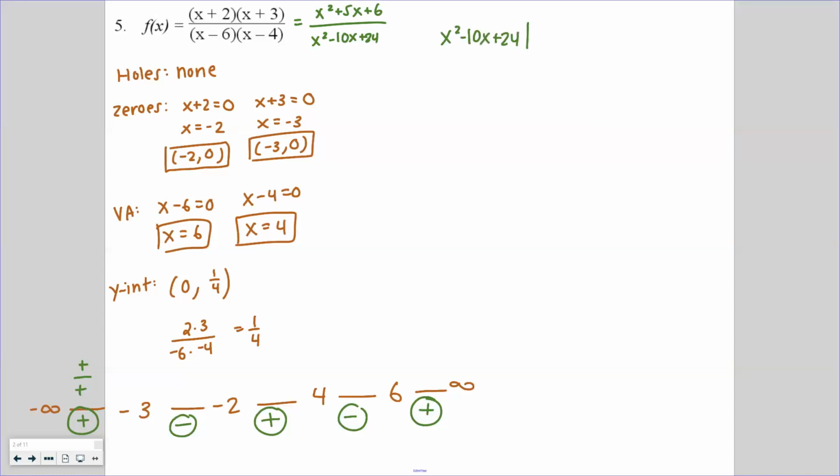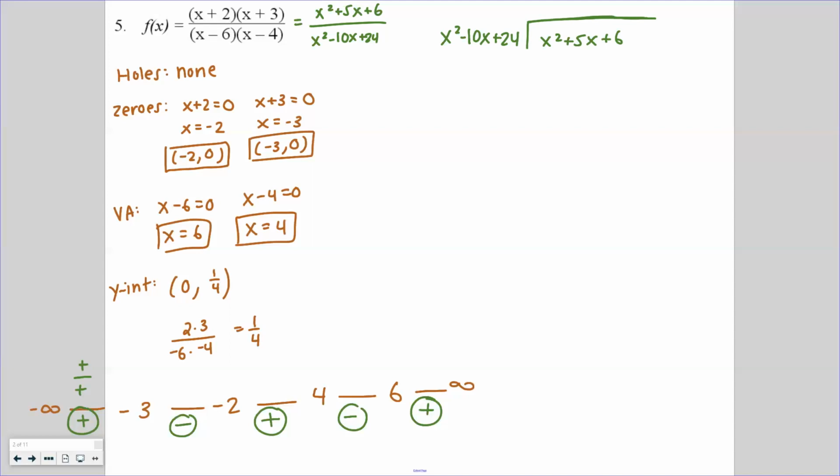Got the divisor on the outside, inside of the house, x squared plus 5x plus 6. Now here's the deal, on homework, when you guys submit your homework next week, when you submit any work for tests or quiz of rational functions, I expect to see all this work done, okay, if you want full credit.